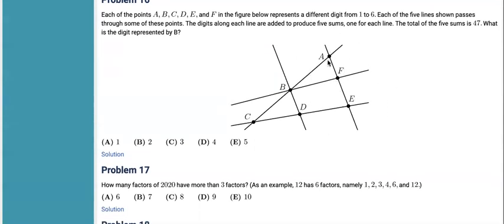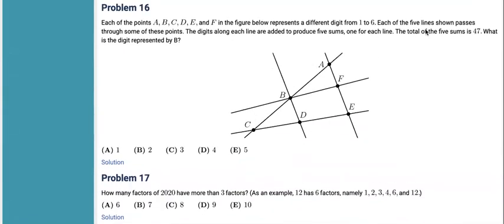Okay, A is added twice, F is added twice, E is added twice, D is added twice, C is added twice, B is added thrice. So the total of the 5 sums is 47. So the sum of A to F is 21. Everything is counted twice, so it's 42, except B is counted thrice, so there's one extra count. That means that one extra B is why this is 47 instead of 42. That means B has to equal 5 and we're done. So B equals 5.